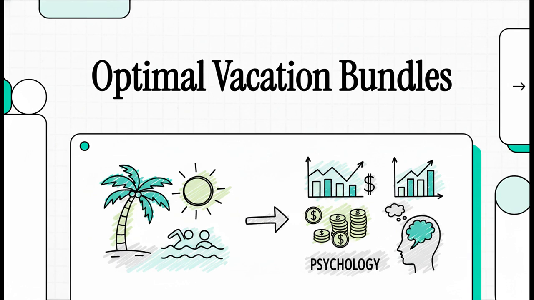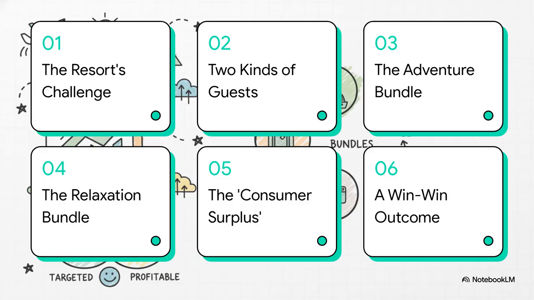Today, we're going to break down a really sharp case study from a resort in Tanjung Lesung. We'll see exactly how its managers use core economic principles like utility theory and consumer surplus to design these perfect vacation bundles. This isn't just about making guests happy, it's about systematically turning customer psychology into maximum revenue. Let's get into it.